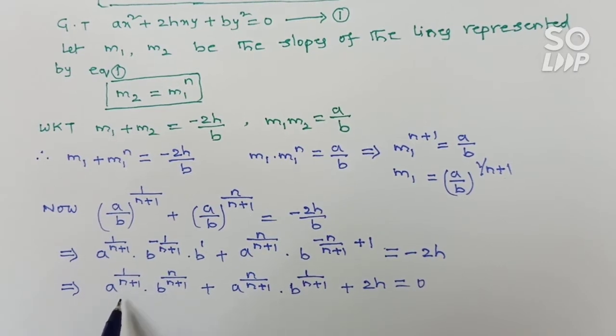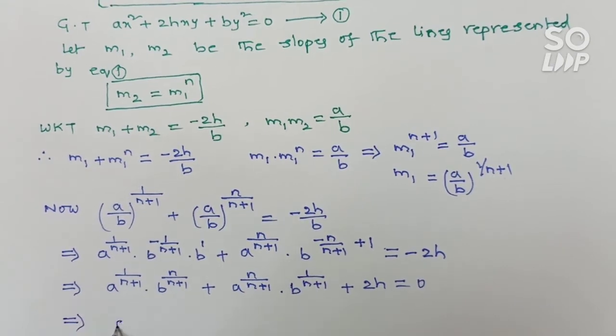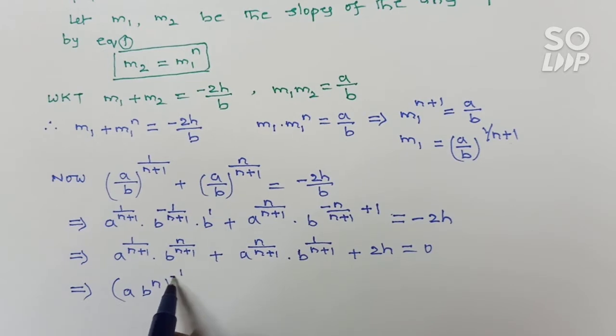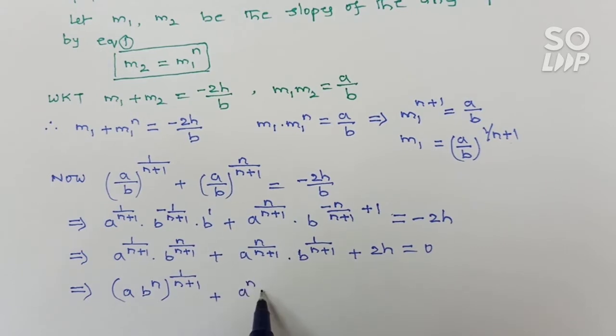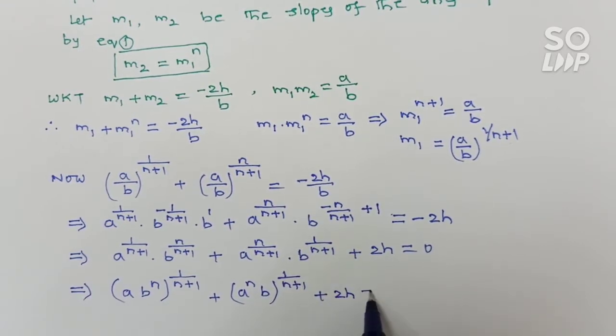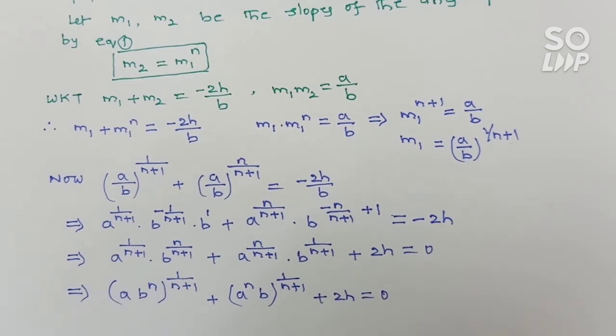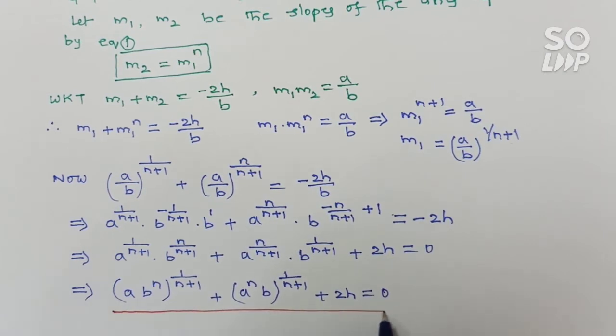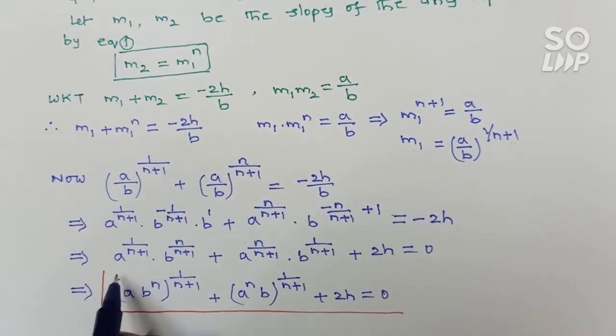Here you can take that whole to the power of... this one we can write as a into b to the power of n, b to the power of n whole to the power of 1 by n plus 1, plus a power n into b whole to the power of 1 by n plus 1, plus 2h is equal to 0. So this one is the required result. So you can verify the given statement. Is it the required result or not?